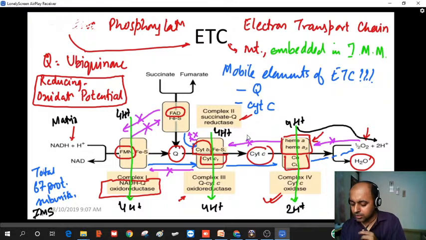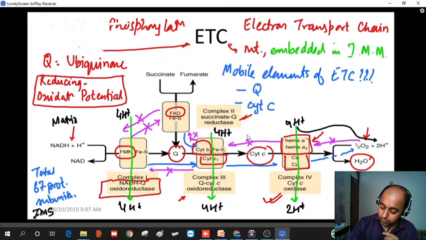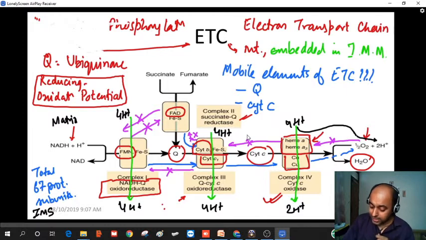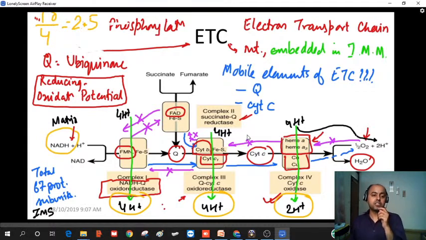So what will happen then? We are pumping 10 protons. And for every ATP, the number of protons required is 4. So when you start from the NADH, we have 4 plus 4 plus 2, 10 protons. So the amount of ATP that you are able to synthesize is 2.5.